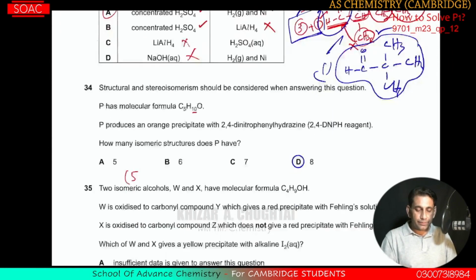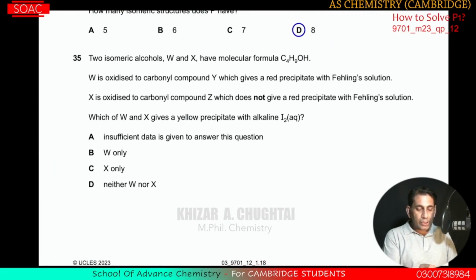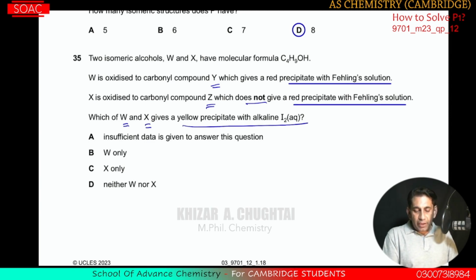option, correct answer. Question number 35, two isomeric alcohols. Two isomeric alcohols, W and X, have molecular formula C4H9OH. W is oxidized to the carbonyl compound Y, which gives a red precipitate with Fehling's solution. X is oxidized to the carbonyl compound Z, which does not give a red precipitate with Fehling's solution. Which of W and X give a yellow precipitate with aqueous alkaline iodine?